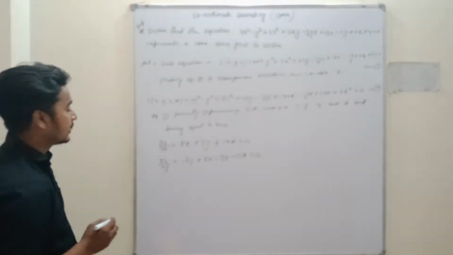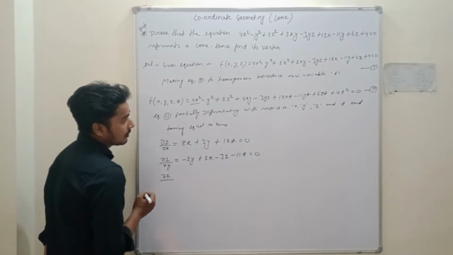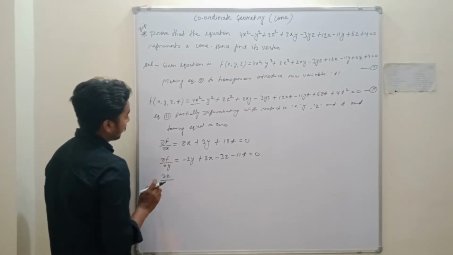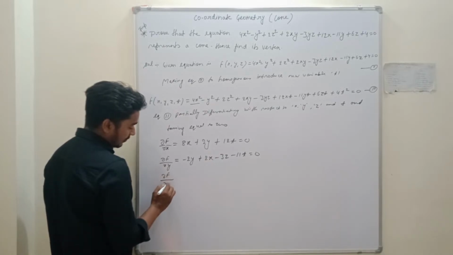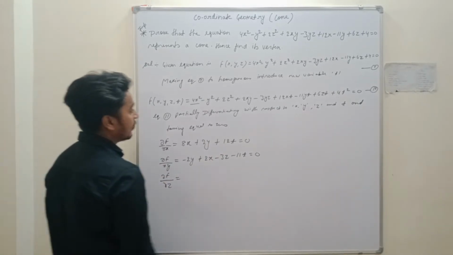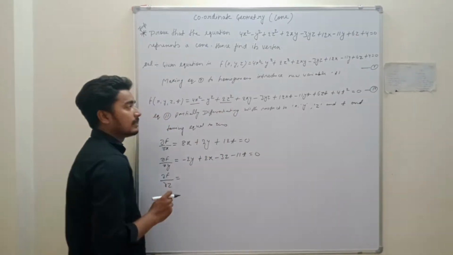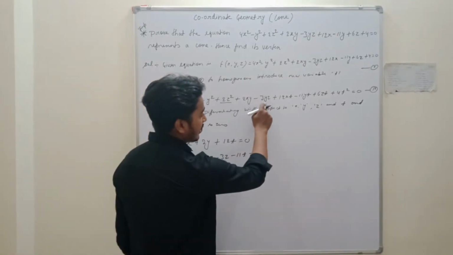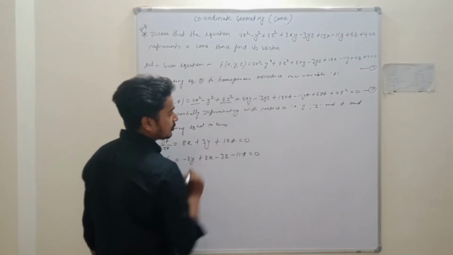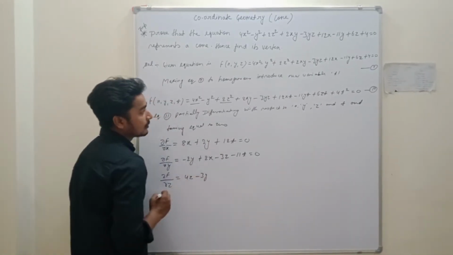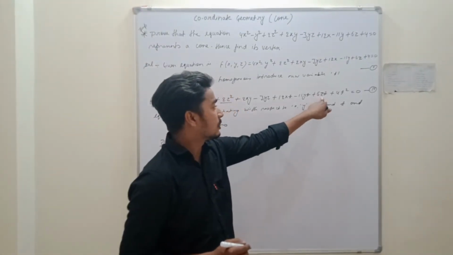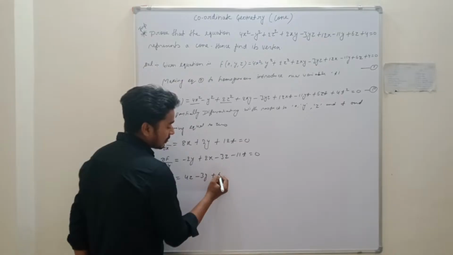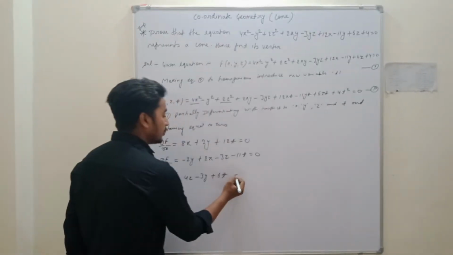Further, this is ∂f/∂x, this is ∂f/∂y, and this is ∂f/∂z. Equation 2 differentiating with respect to z: 2z² gives 4z, −3yz gives −3y since 3y is constant, and 6zt gives +6t since 6t is constant and z differentiates to 1. This is equal to 0.